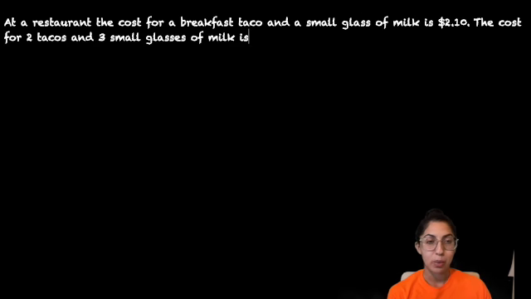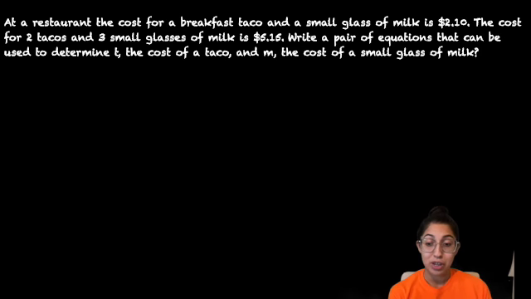Next, we've got a standard form. At a restaurant, the cost for a breakfast taco and a small glass of milk is $2.10. That's a key word. It is $2.10. So that's a total. The cost for 2 tacos and 3 small glasses of milk is $5.15. Write a pair of equations that can be used to determine T, the cost of a taco, and M, the cost of a small glass of milk. So make sure if you're given variables, use those variables. If you're not, use x and y.